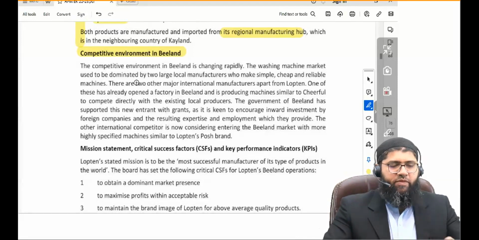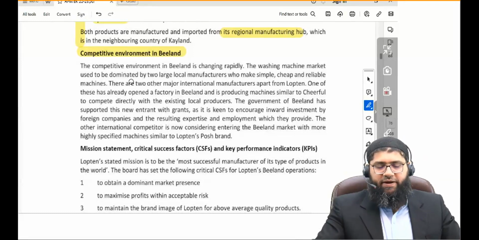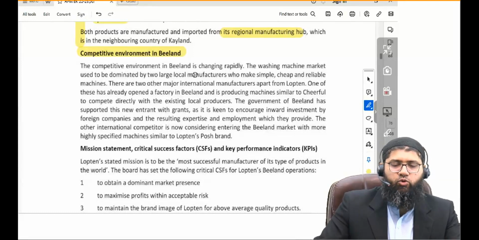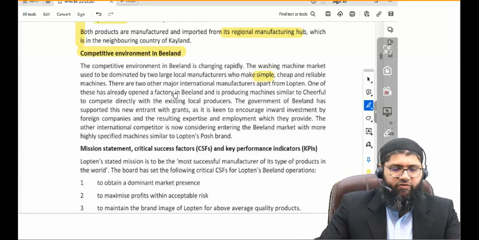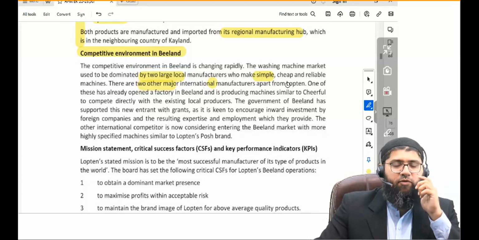Okay, now it says the competitive environment in B land is changing rapidly. The washing machine market used to be dominated by two large local manufacturers who make simple, cheap, and reliable machines. There are two other major international manufacturers apart from Lopton.